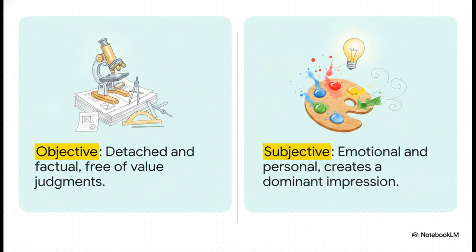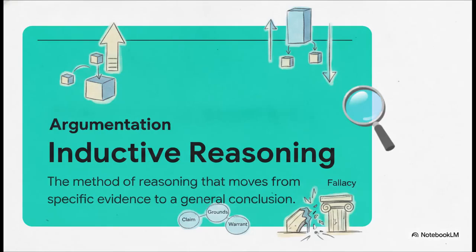Or, if your blueprint calls for description, you have to choose your lens. Objective description is factual and detached, which is absolutely crucial for something like a science paper. Subjective description, on the other hand, relies on emotion and figures of speech, like metaphors, to leave the reader with a powerful, dominant impression.